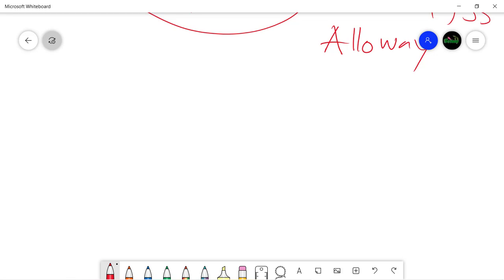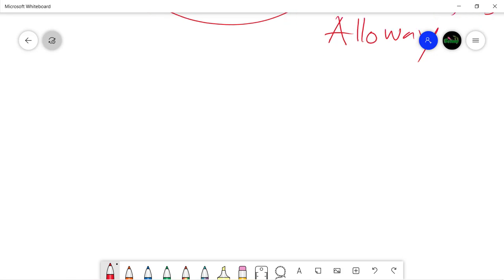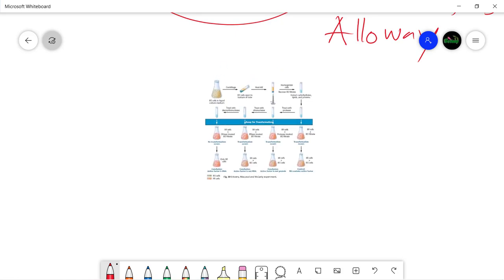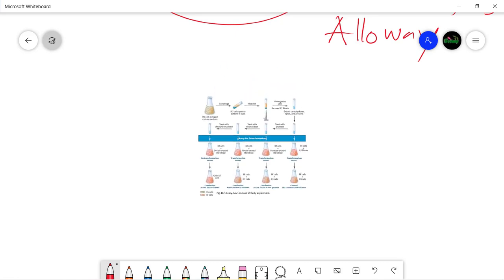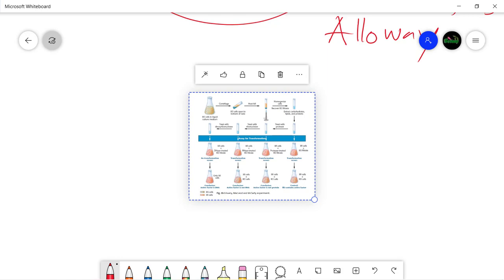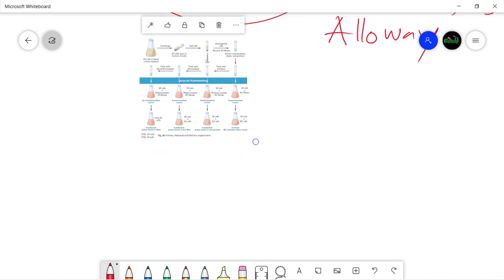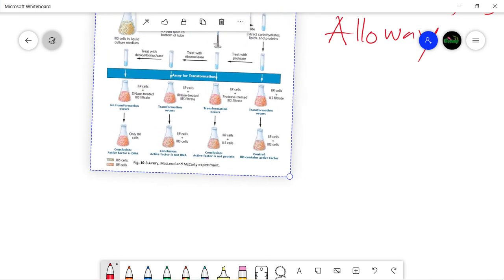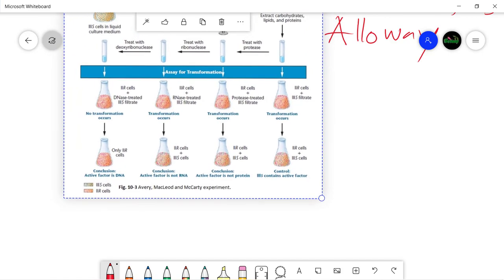We are not going to go into details of their experiments, and then we are going to describe how transformation takes place once it was found what the transforming principle is. So let's see in a diagram or figure the experiment of the team of workers Avery, McLeod and McCarty.